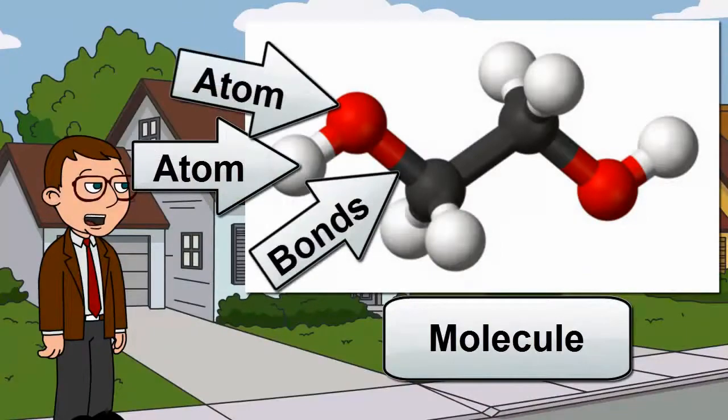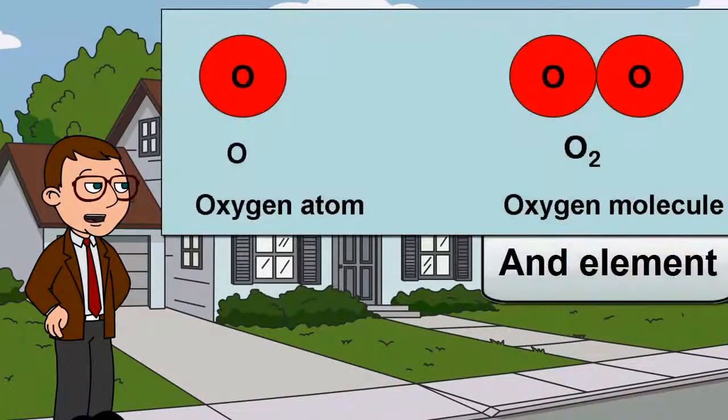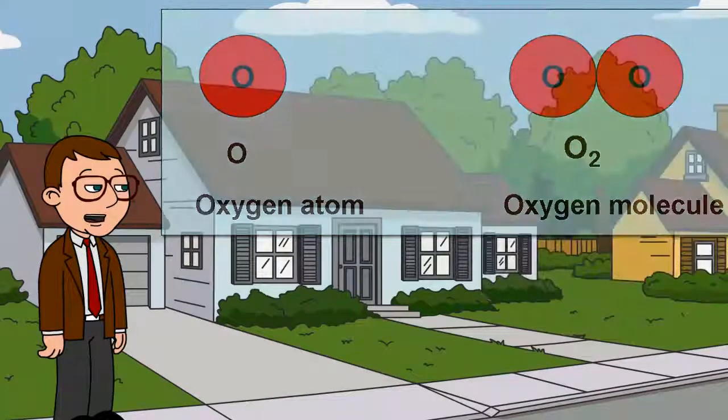If two or more atoms are joined together by chemical bonds, it is called a molecule. If the two or more atoms are the same, it is called an element. Oxygen is an atom, but when two oxygen atoms are joined together, a molecule of an element is formed. It's a molecule because there are two or more atoms, and it's an element because they are the same.